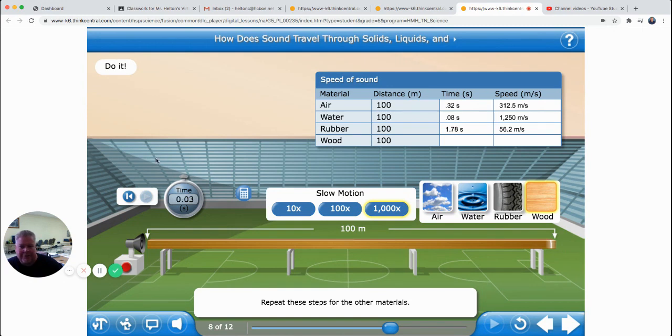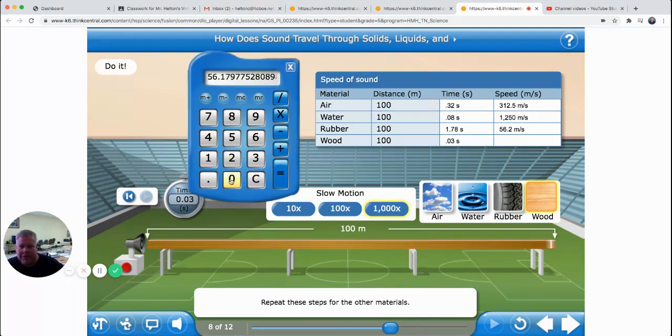And it's done. 0.03 seconds. Okay, so we knew it was going to travel faster through the solid, didn't we? Okay, so let's do our calculations. Our speed, 100 divided by 0.03 is, wow, 333.3 meters per second. So really fast through the wood.